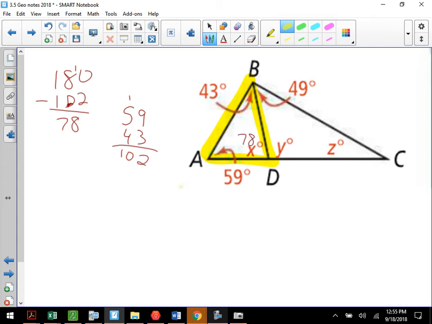Okay. That means angle X and angle Y, if you look at it, they create a line, which means they have to add up to equal 180. So 78 and what is 180? 102. Because isn't angle Y the exterior angle of those two? So it has to equal the sum of the two it doesn't touch. Okay? And then that gets you to angle C. You've got your 49 and your 102.